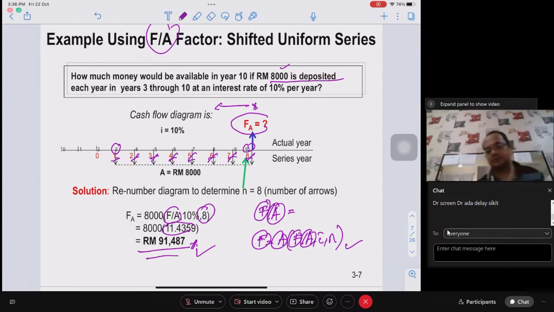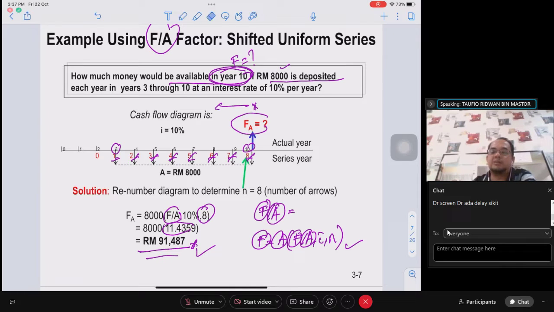Doctor, what are the keywords to identify the difference between F/A and P/A? I'm still confused about it. Okay, the keyword here: how much money would be available in year 10? That is F10. Do you understand? Available in year 10. You don't ask about the present. It's about year 10, so it's F. Oh, I see. Okay.